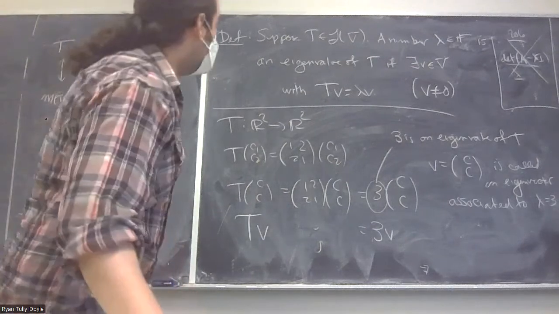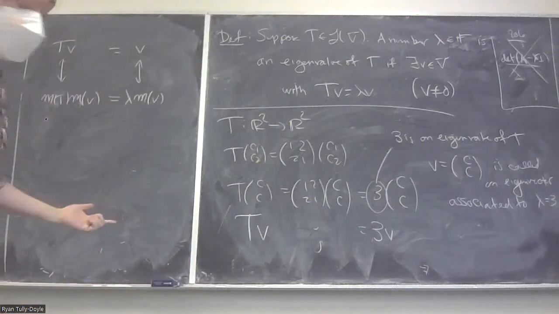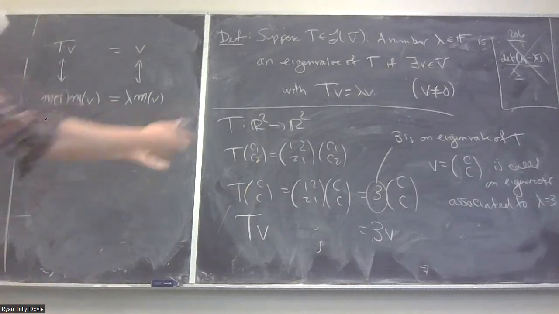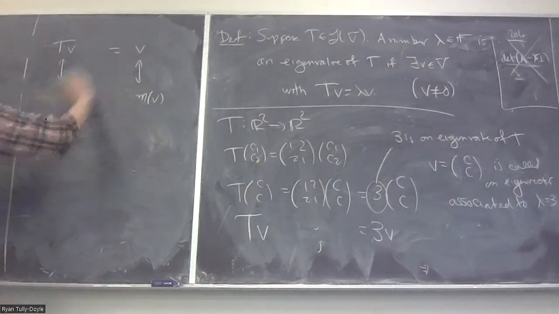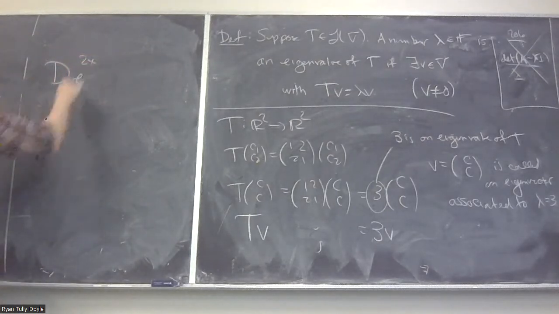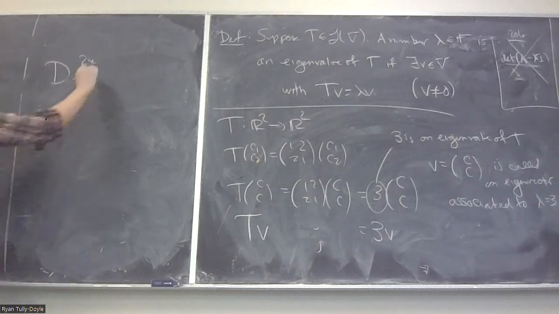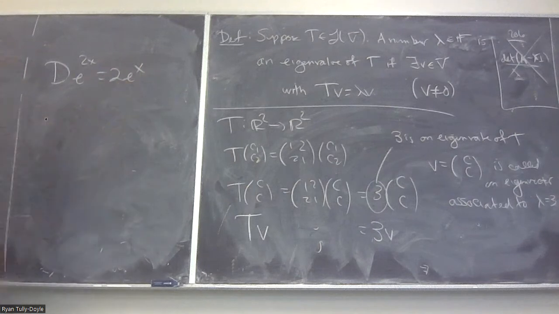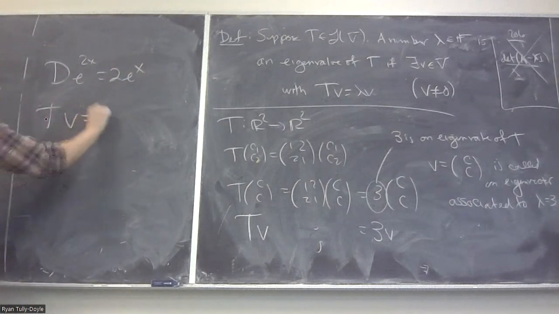And in fact, this same sort of argument would even work largely. This stuff works in infinite dimensions. For example, what is the derivative of e to the 2x? Oh, that looks an awful lot like Tv equals lambda v.